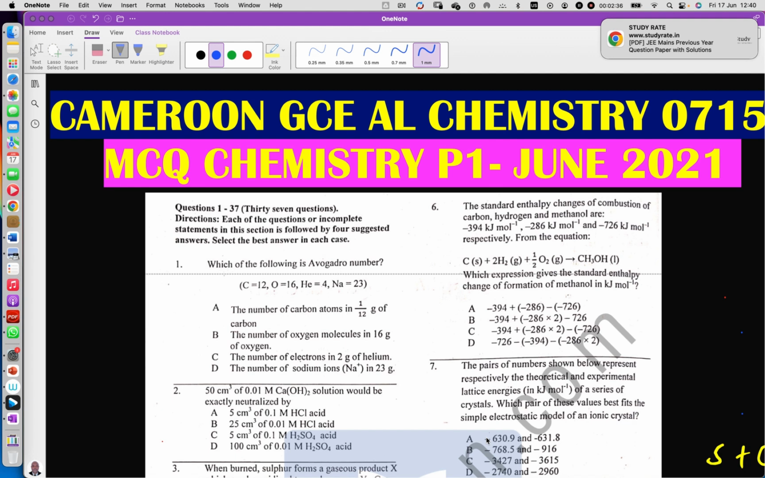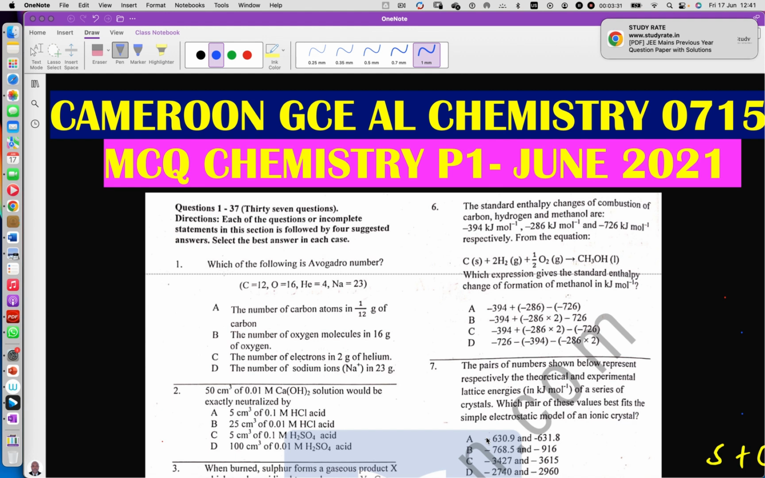The question says, which of the following is Avogadro's number? A, the number of carbon atoms in 112 gram of carbon. 112 gram of carbon is not 1 mole of carbon. B, the number of oxygen molecules in 16 gram of oxygen. 16 gram of oxygen is not 1 mole of oxygen molecules. 16 gram is 1 mole of oxygen atoms, and oxygen is diatomic. So 1 mole of oxygen molecules is supposed to be 32 gram, not 16 gram. So B is not right.